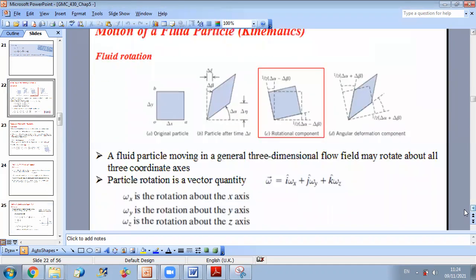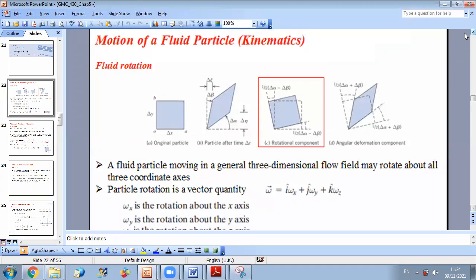Now we will move to the definition of fluid rotation. Like in dynamics, you have several types of motion. You have translation, you have rotation. Now for fluids also, you can have deformation. So let us consider how to deal with fluid rotation.